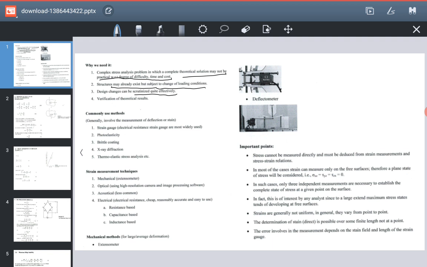So the last thing is the verification of theoretical results. Now this is the most important thing. You can make as many computer models as you like, but the real game is how it performs in the real world. So even after Lockheed Martin develops all kinds of models and analysis, it has to be tested, although at a very simplistic level.